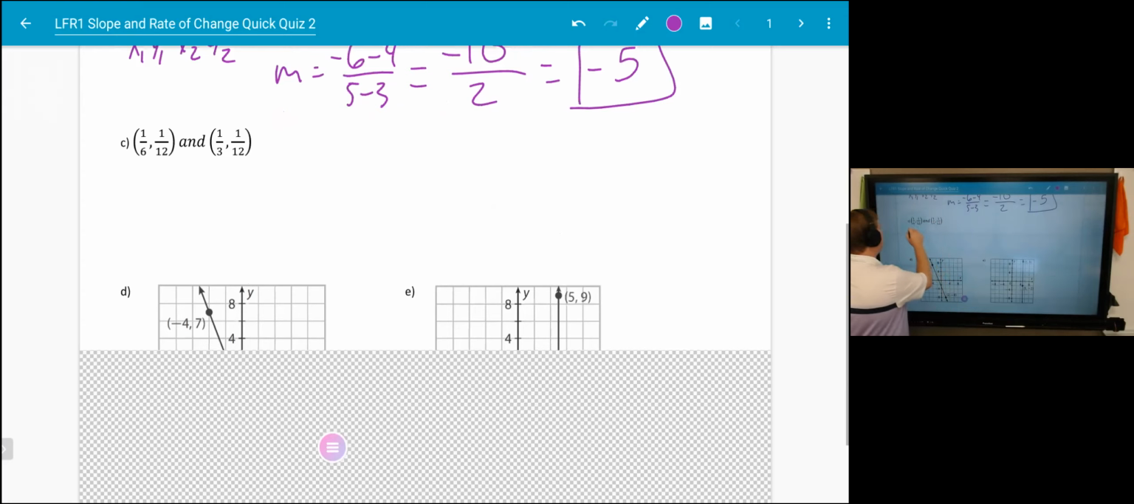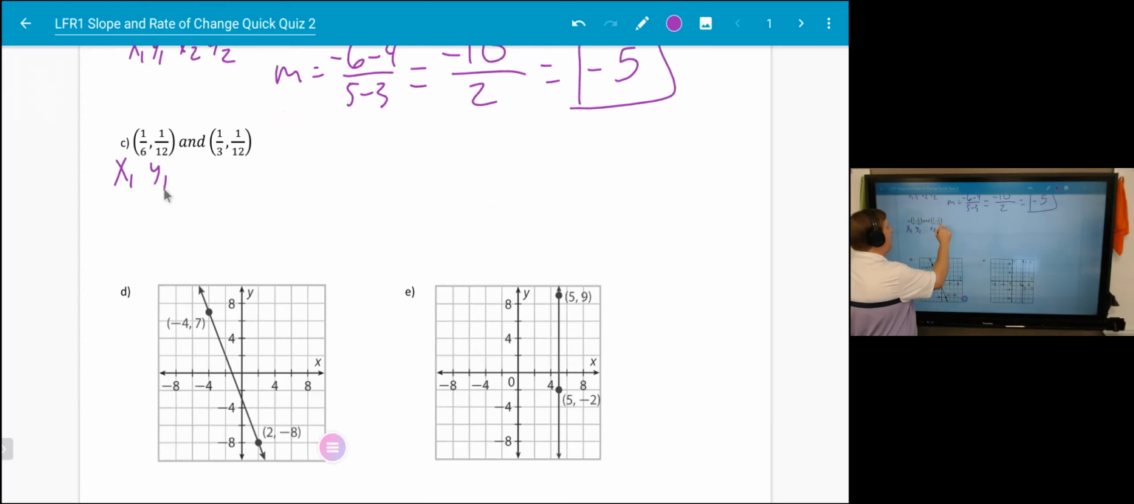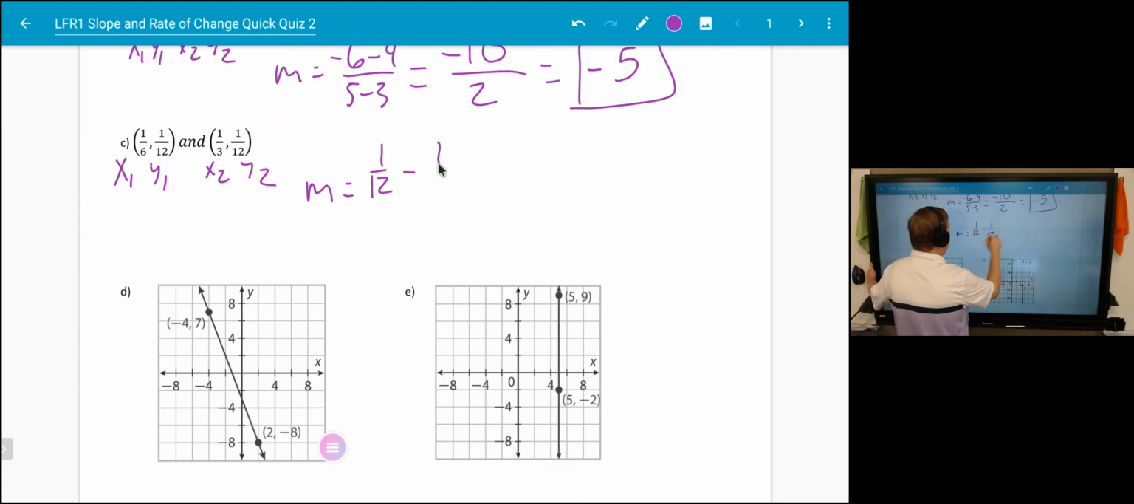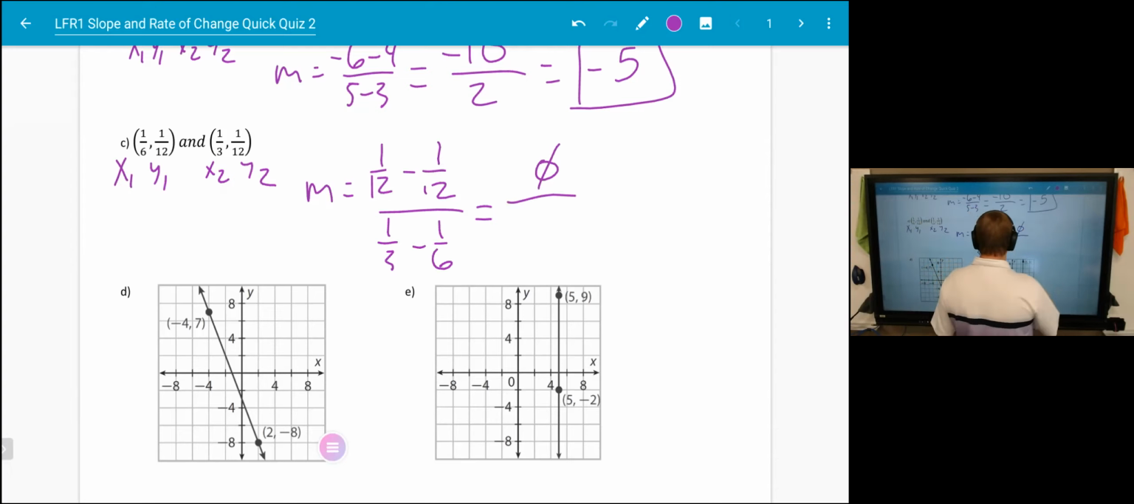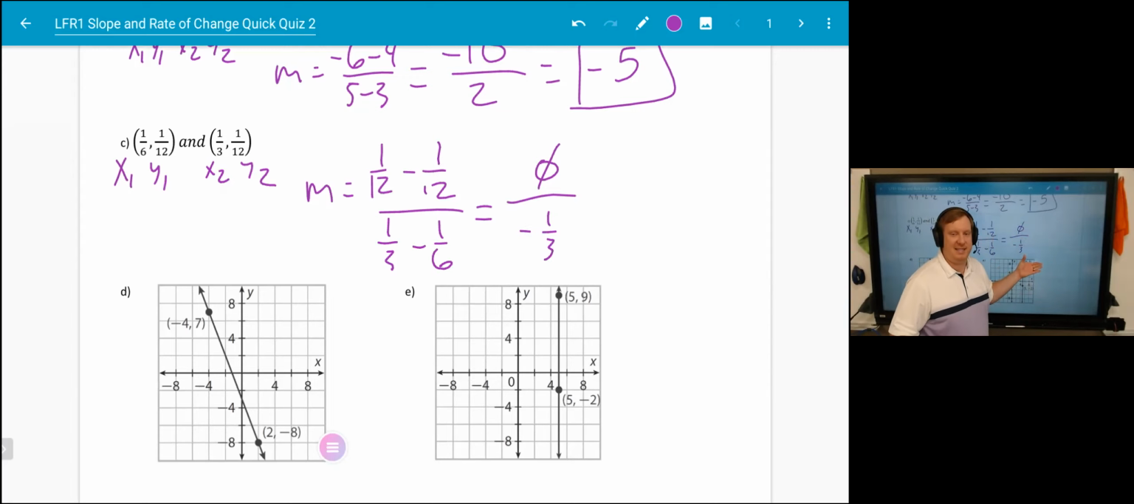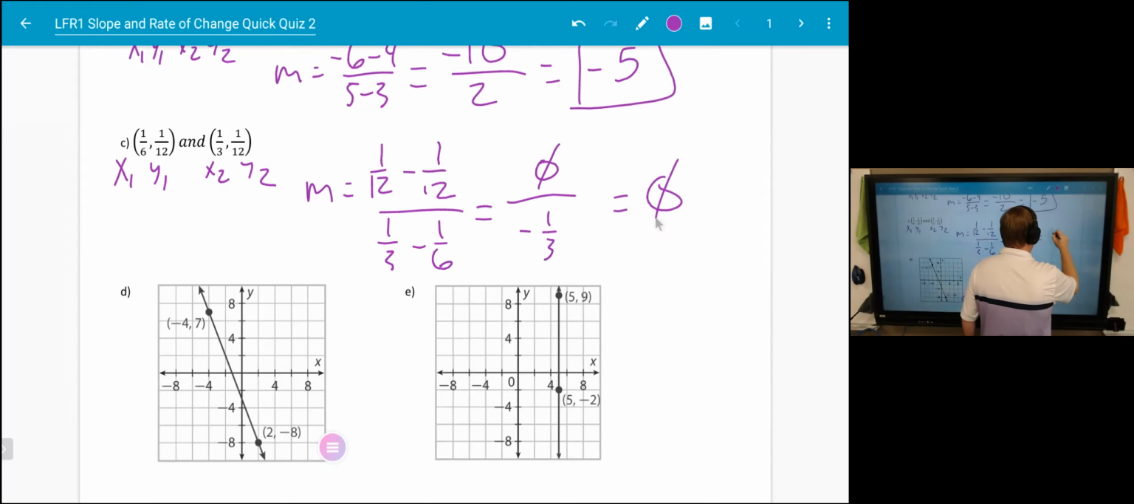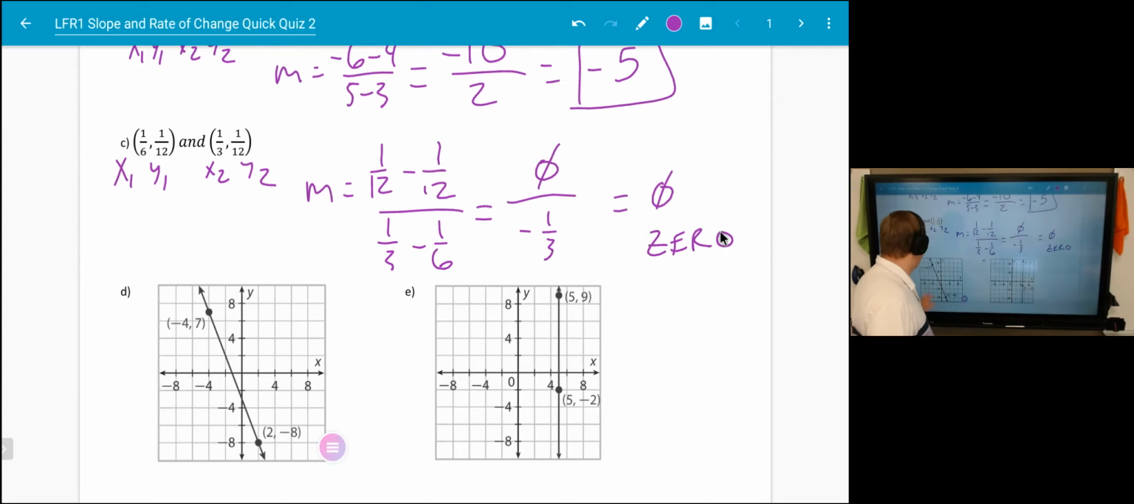Fractions, Mr. Brayman, fractions. x1, y1, x2, y2. M equals 1/12 minus 1/12 divided by 1/3 minus 1/6. The top, 1/12 minus 1/12, simplifies to 0. The bottom simplifies to -1/3, but that doesn't even matter because the top is 0 divided by a number that's not 0. 0 divided by anything means 0. That is our slope. Our slope is 0.